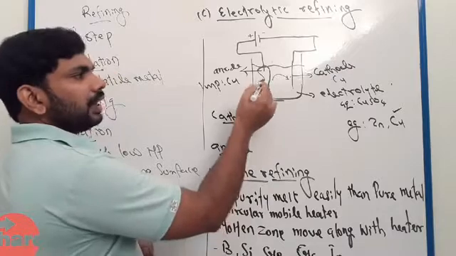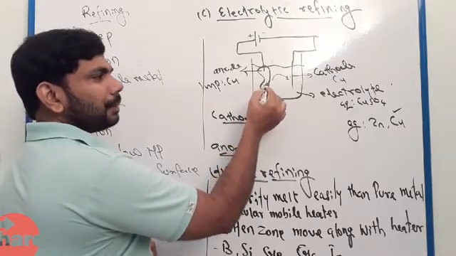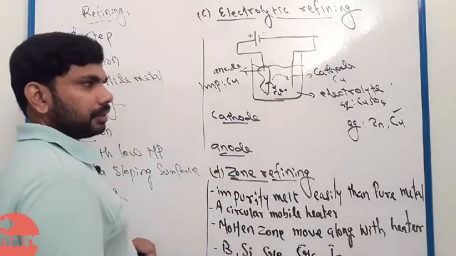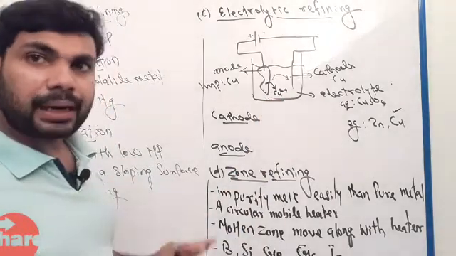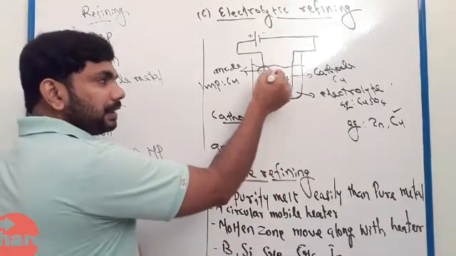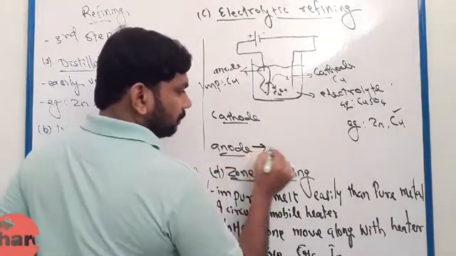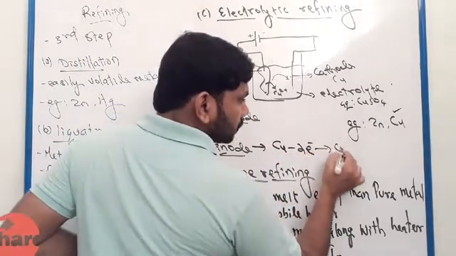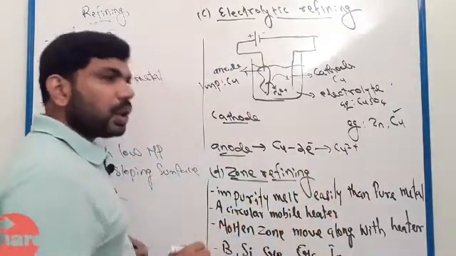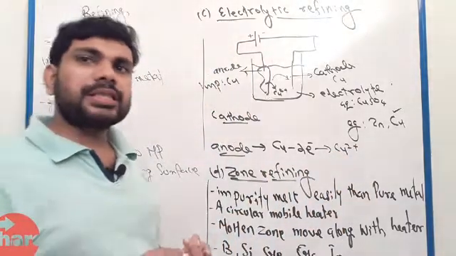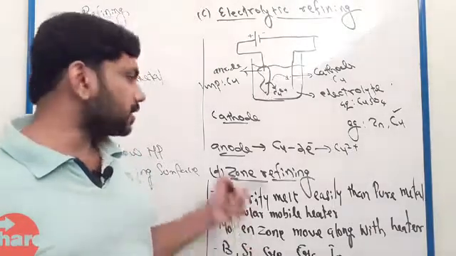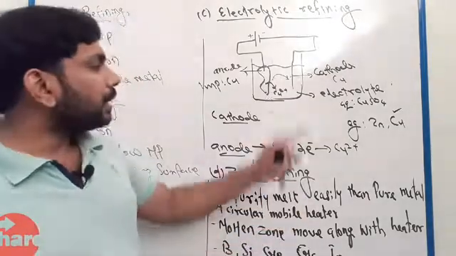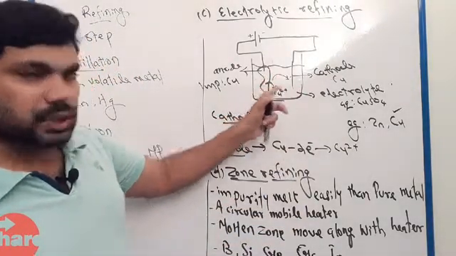So here I told you, the anode is made up of copper and impurity. From the anode, copper will be dissolved in the solution. So here we can write the reaction: Cu minus 2 electrons changes to Cu2+. At the anode oxidation takes place. You know these things, you learned this in lower classes. At the anode, oxidation, copper loses electrons and changes to Cu2+, and this Cu2+ will be in the solution.